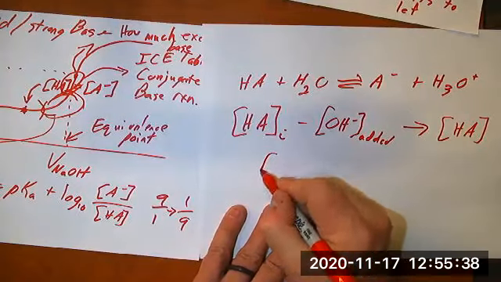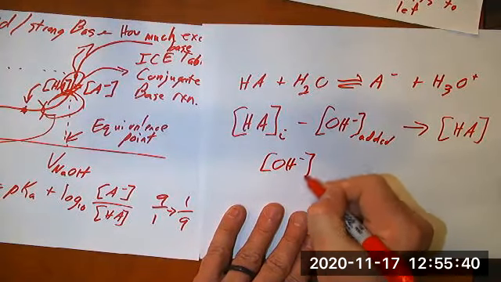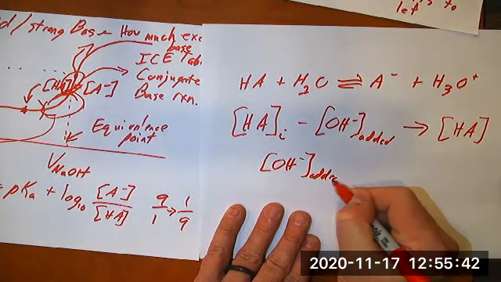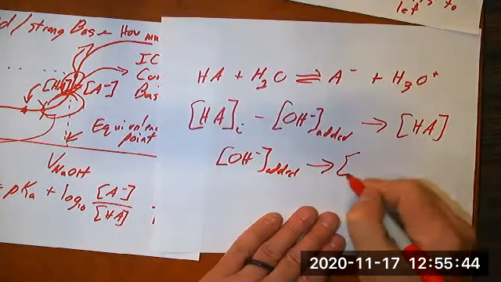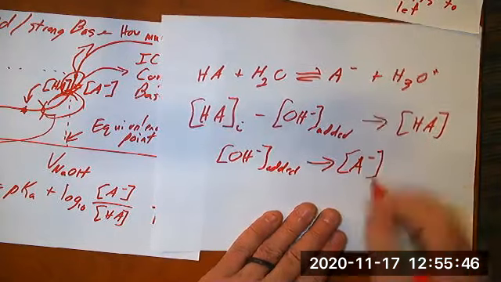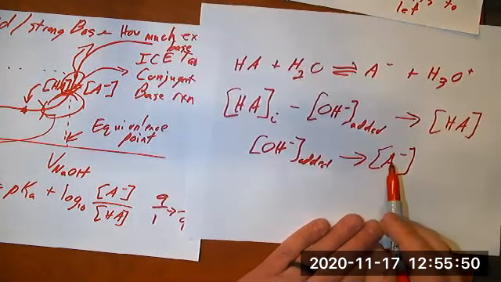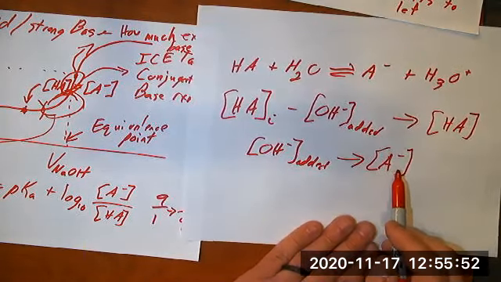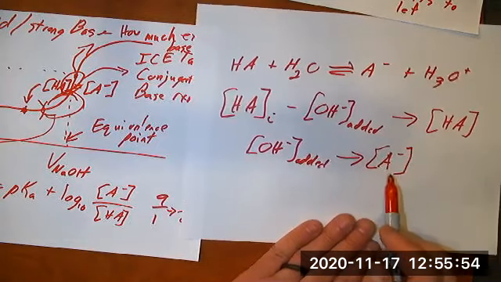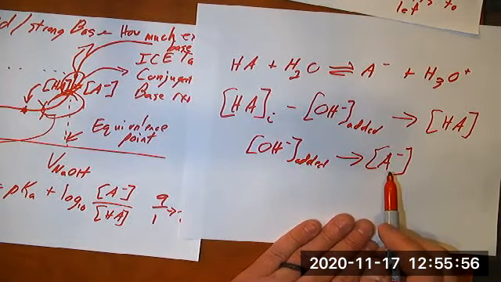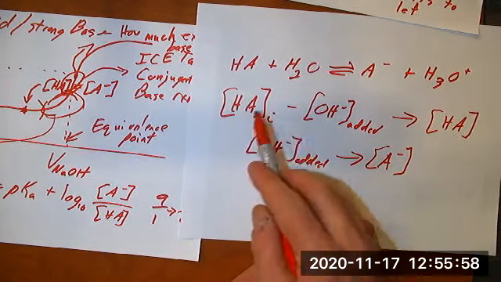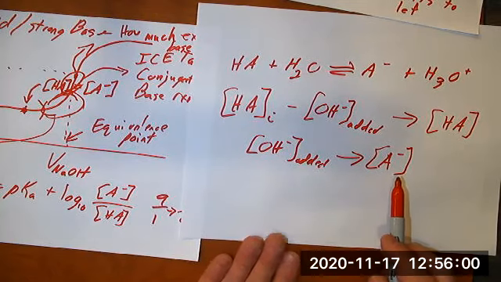And then the OH minus added gives us the A minus that we're going to use in this calculation, at least up until the equivalence point, because at the equivalence point, all of it has been turned into A minus.